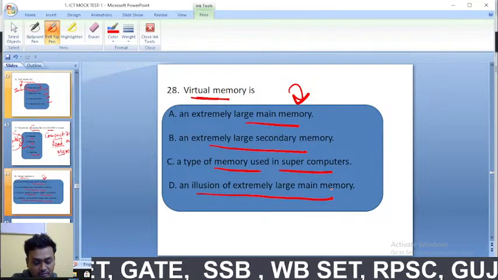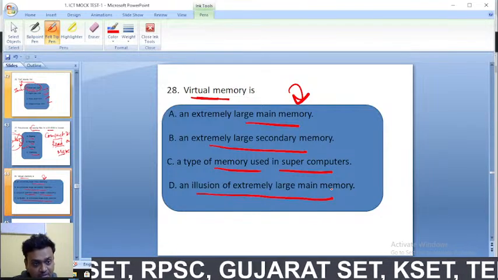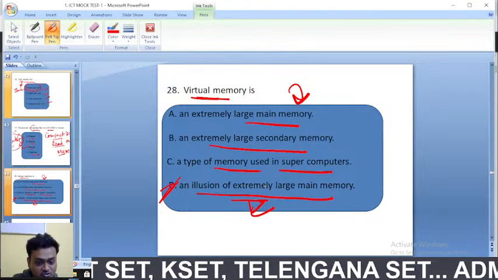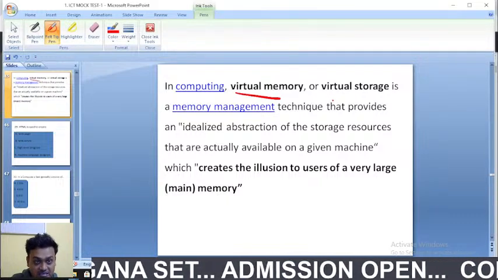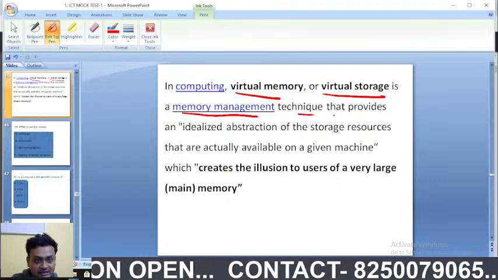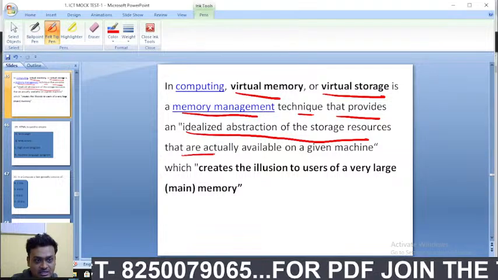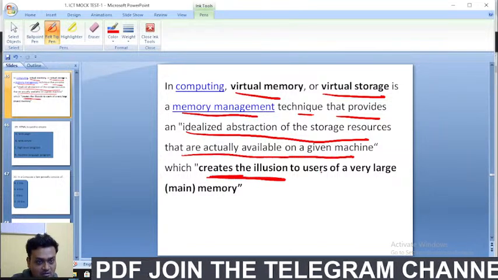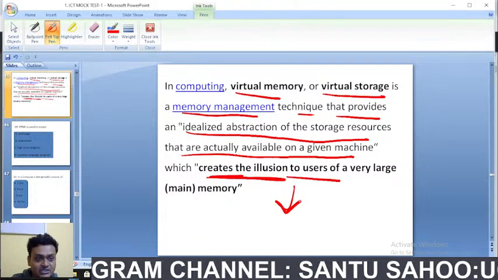Here the virtual memory is actually an illusion of extremely large main memory. In computing, virtual memory, or virtual storage, is a memory management technique that provides an idealized abstraction of the storage resources that are actually available in a given machine, which creates the illusion to users of a very large main memory. That is your virtual memory.